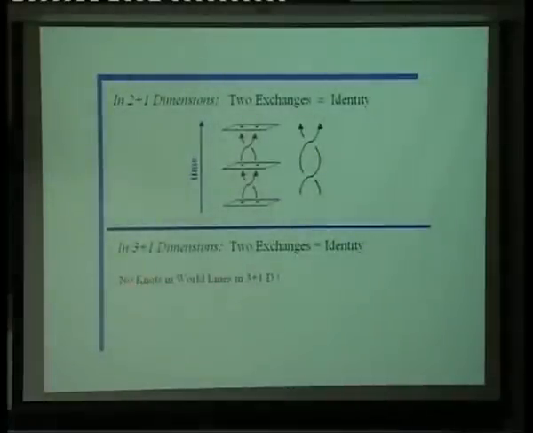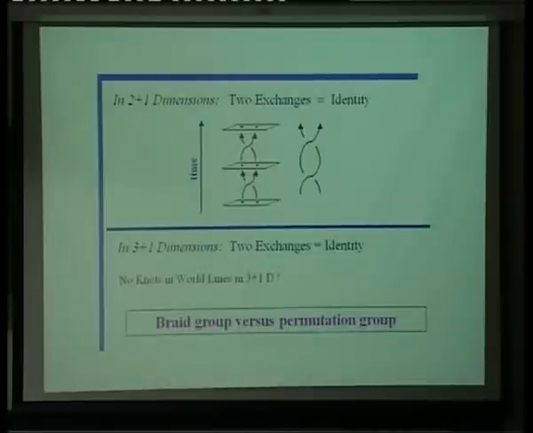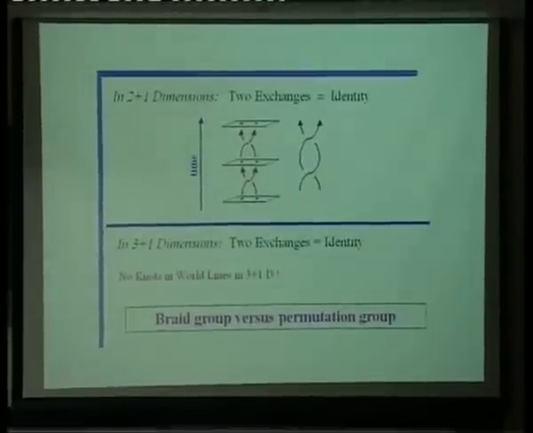So 2 dimensions and 3 dimensions are very different. In 3 dimensions, you cannot have any knot in world lines. In 2 dimensions, you do. In 2 dimensions, the fundamental thing is the braid group. In 3 dimensions, it is the permutation group. The braid group is much richer than the permutation group. The braid group allows for various fractional particles, all kinds of things.